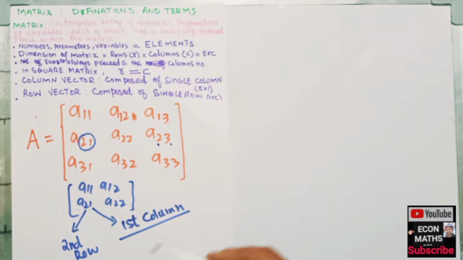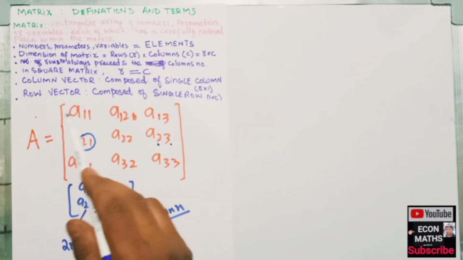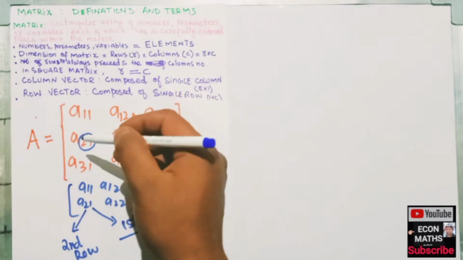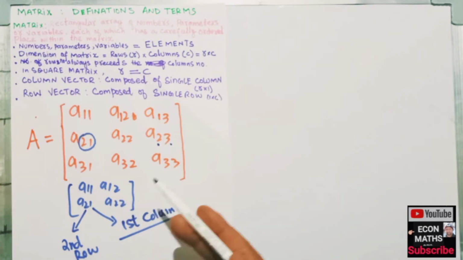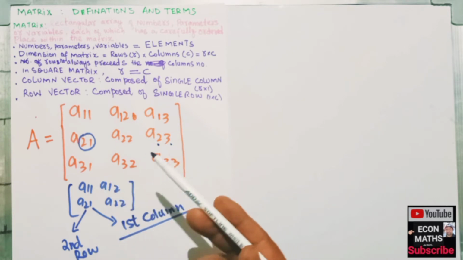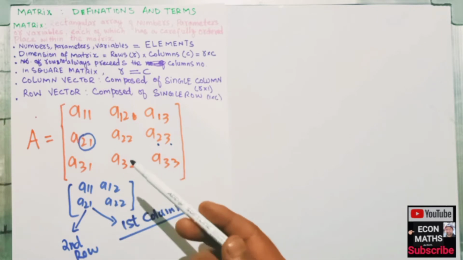Now we will see the transpose of a matrix. If I have this A is equal to this general matrix, the transpose of this matrix is obtained if we interchange rows with columns. We will be transposing this matrix.